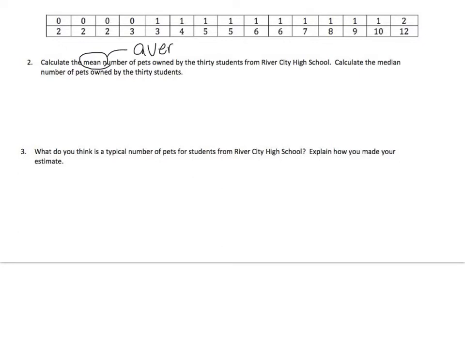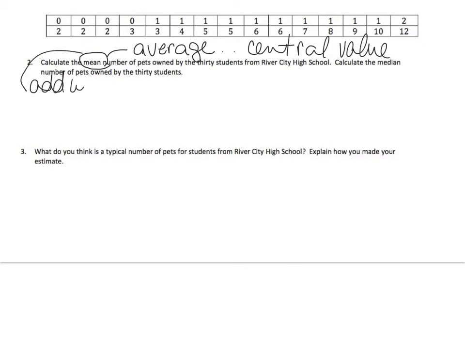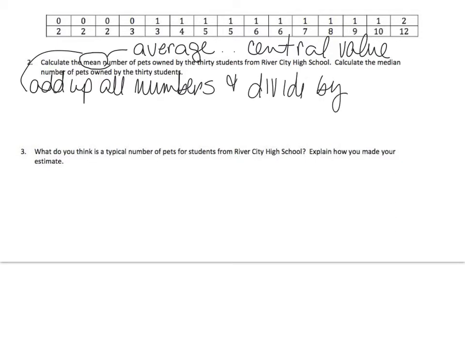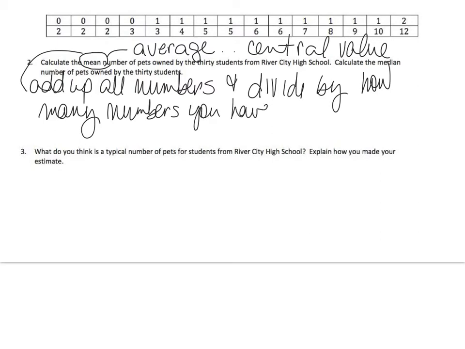Mean is considered the average of the numbers, which is sort of like a central value. To calculate, you just add up all the numbers and divide by the number of numbers you have. So I'm going to push pause and I'm going to add up all of these numbers. 1 plus 1 plus 1 plus 1 plus 1, etc.